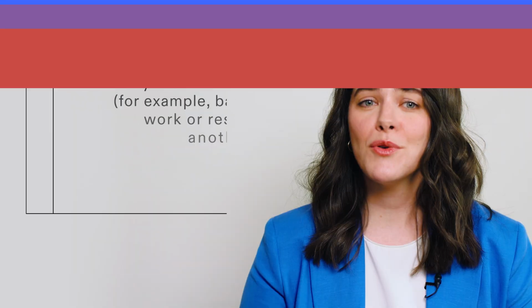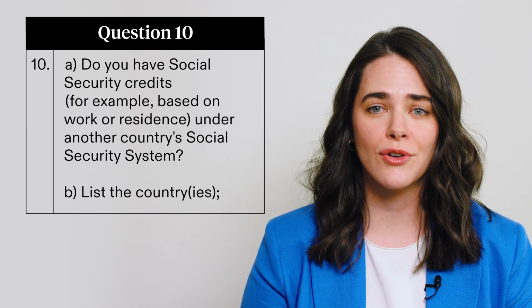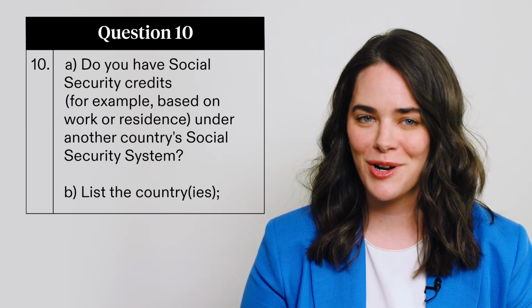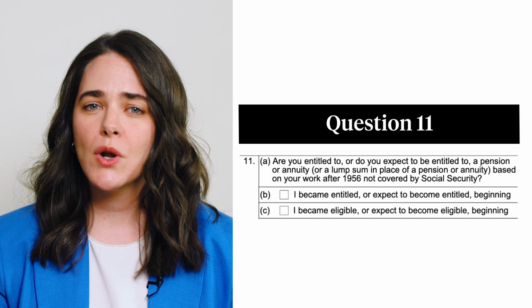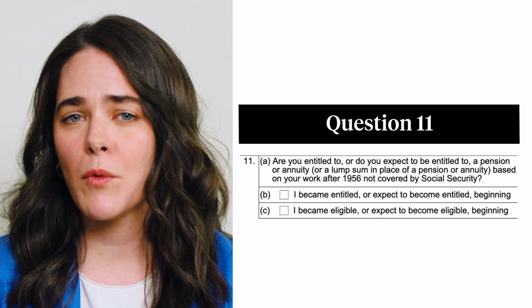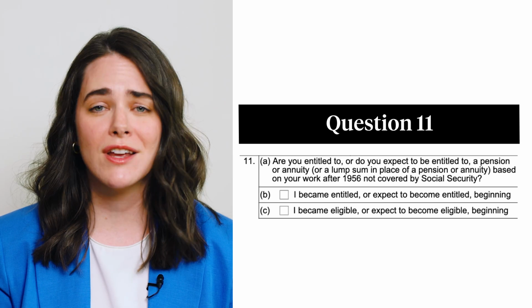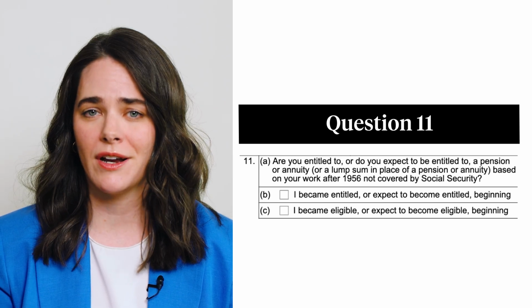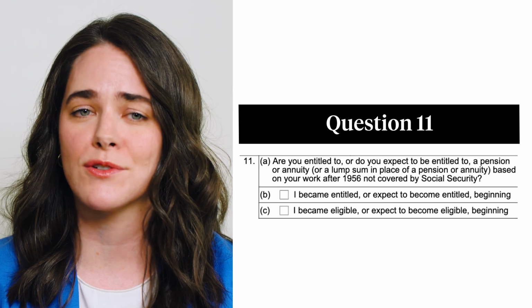Question 10, do you have Social Security credits under another country's Social Security system from living and working in another country? So if you've only worked and paid taxes in the US, the answer to this question is no. Question 11, do you have a pension or annuity? Teachers and government workers often receive pensions. So do folks in manufacturing, transportation, healthcare, and the military. You answer yes here if you'll receive a pension that didn't require you to pay into Social Security.